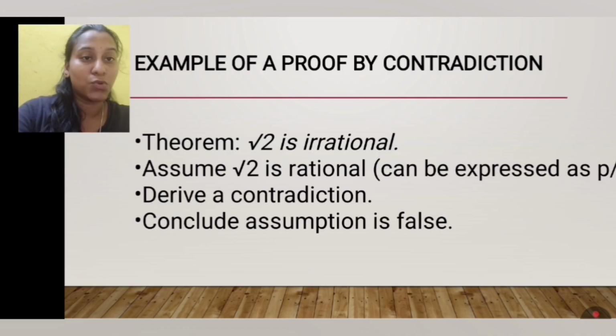Where root 2 is rational, we have to add the not. This is the negation. That is, root 2 is not rational. That is, root 2 is irrational.